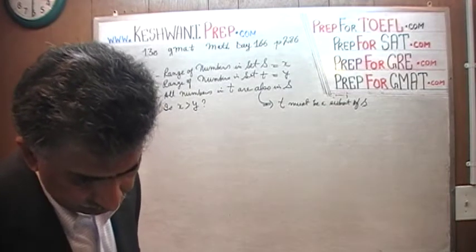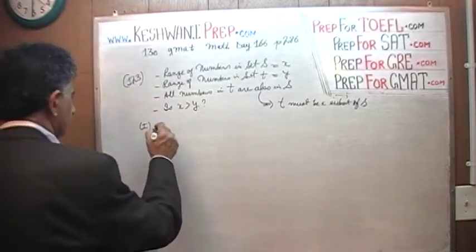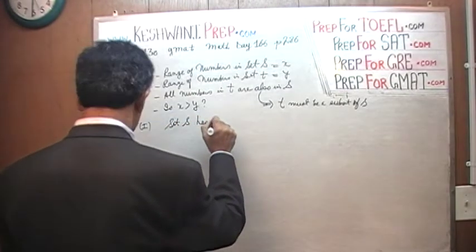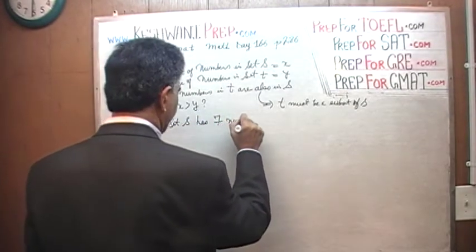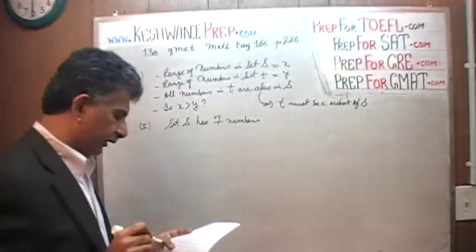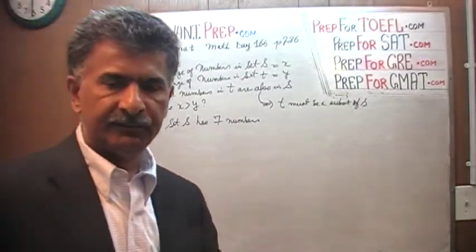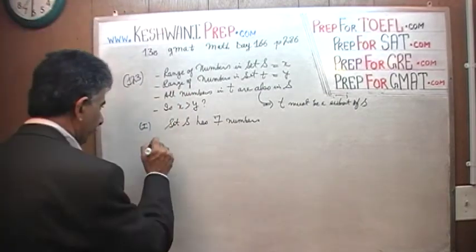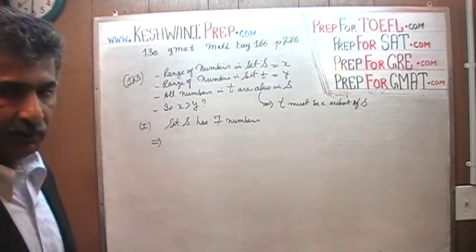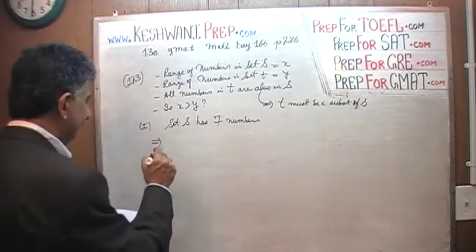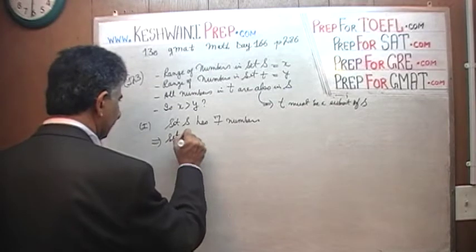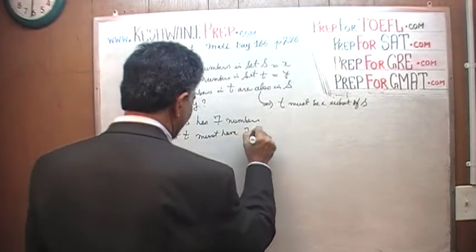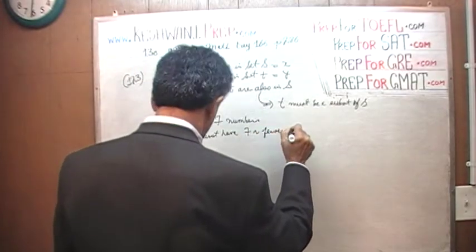The set S consists of 7 numbers. All right. Set S has 7 numbers, and that's all they tell us. They tell us nothing at all about set T. But we can infer from that, we surmise from it, what we gather from it is that set T must have 7 or fewer members.